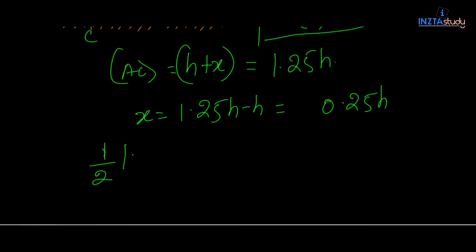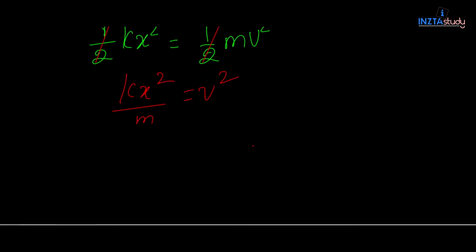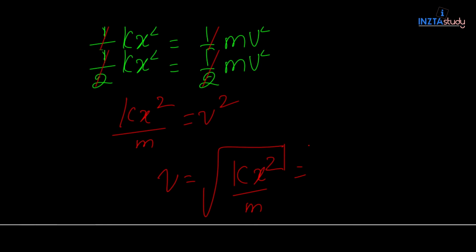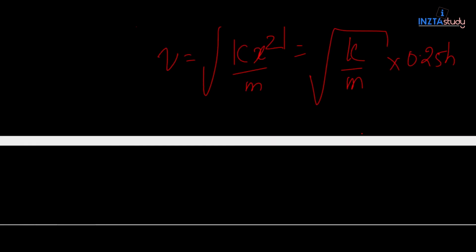Now we shall apply the conservation of energy principle. Spring energy half kx squared equals the sliding ring's kinetic energy half mv squared. The halves cancel, so kx squared by m equals v squared. So v equals root of kx squared by m. Substituting x equal to 0.25 h, v equals root of k by m times 0.25 h, or we can also write it as root of k by m into h by 4. So this is the answer.